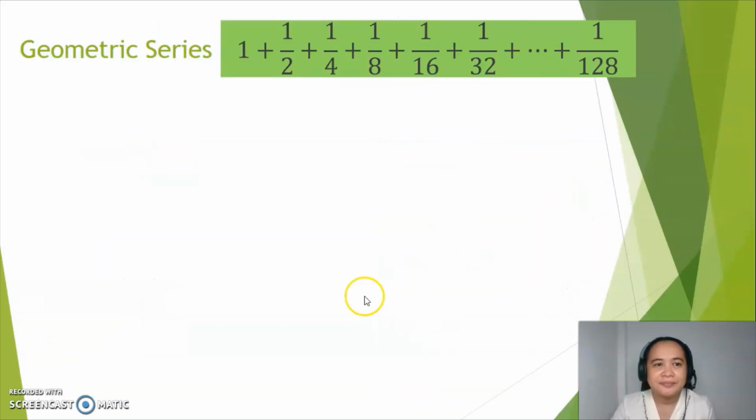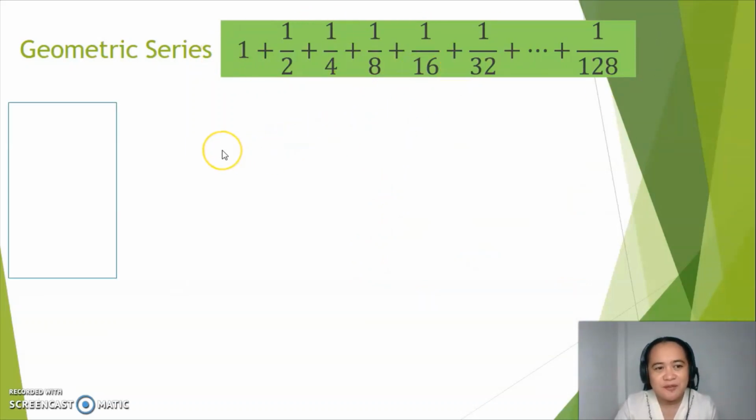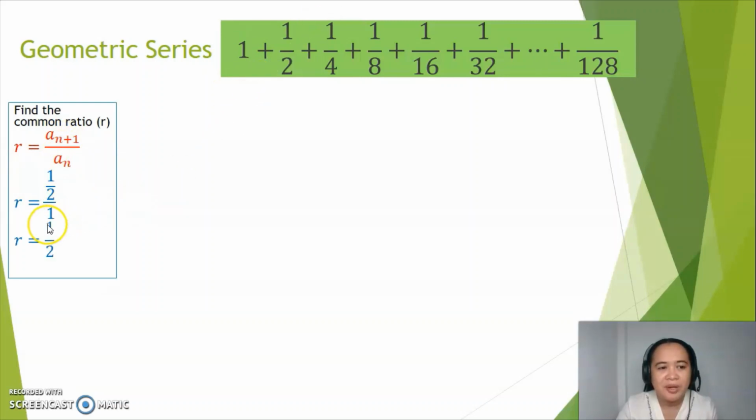Next. Now this is an example of a geometric series. So first thing first, find the common ratio. So take note, to find the common ratio, it's the recent term divided by the previous term. So to find the common ratio, this would be 1/2 divided by 1, or the common ratio is 1/2.